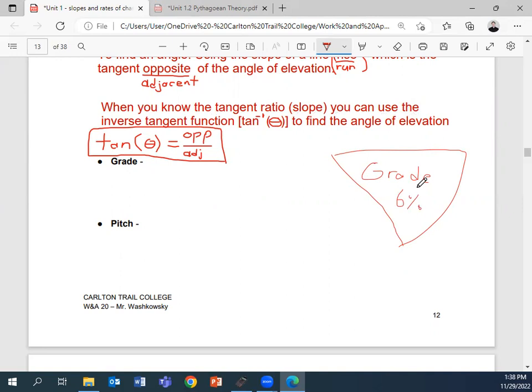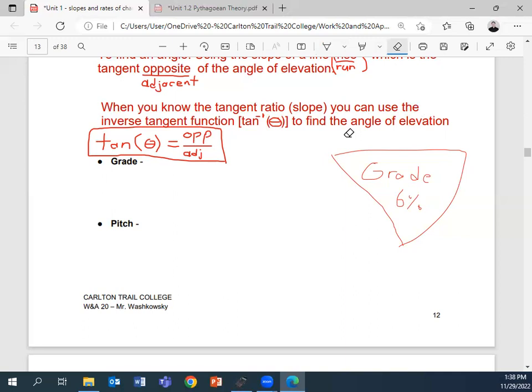You might have, you might not, not all of them do it. But what this basically means is it tells you how steep something is. How steep a road is is usually what grade is used for. Now, thankfully, we're in Saskatchewan, which is relatively flat. But if you ever drive through really steep mountains, you're going to see these signs pretty much everywhere. And this just tells you how steep the road is.